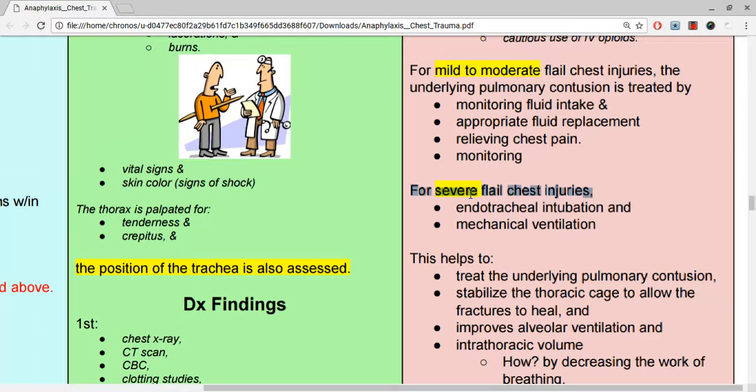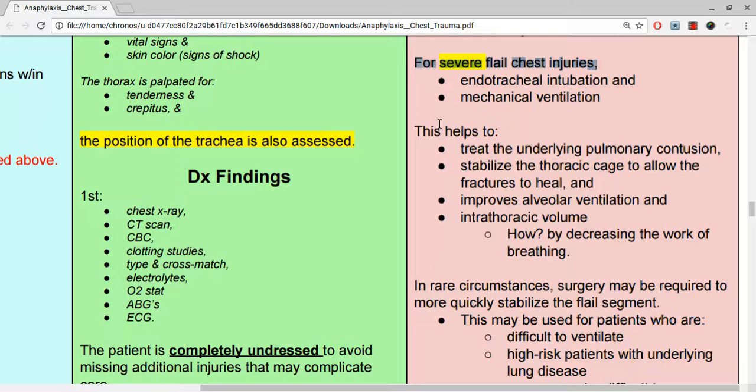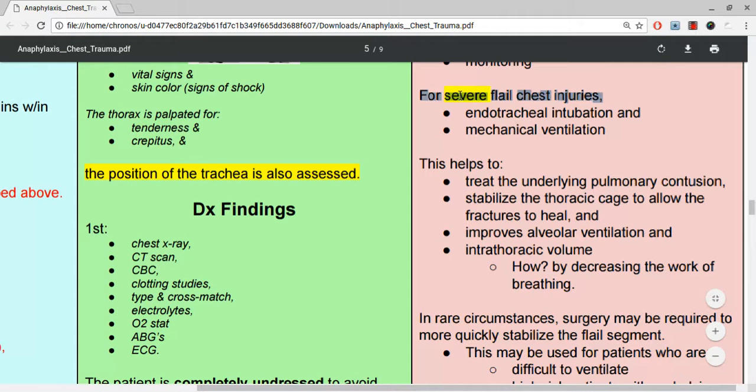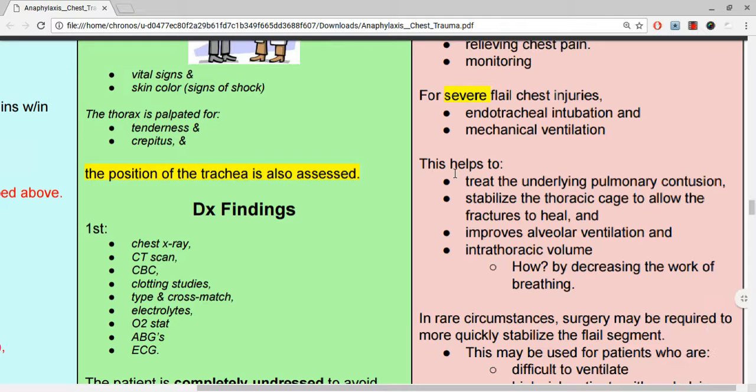For severe flail chest, we're just going to have to put an endotracheal tube in there, okay? We're just going to have to trach these people. We're going to put them on endotracheal intubation and mechanical ventilation, because it's so severe that they can't breathe properly. It's gotten to the point where they're not getting any perfusion at all. So we need to breathe for them until the issue gets fixed.